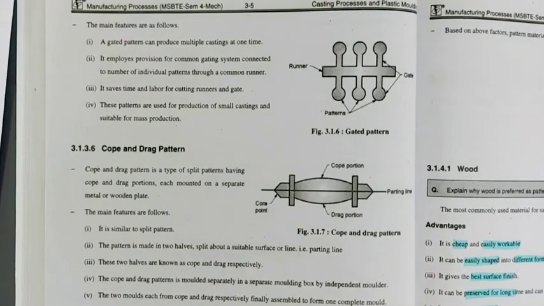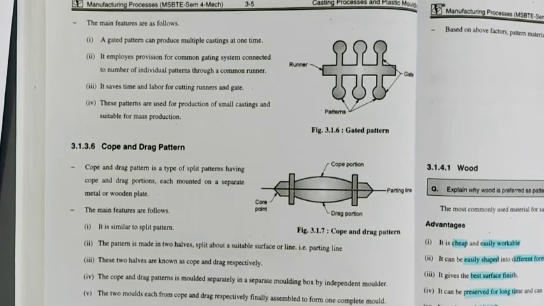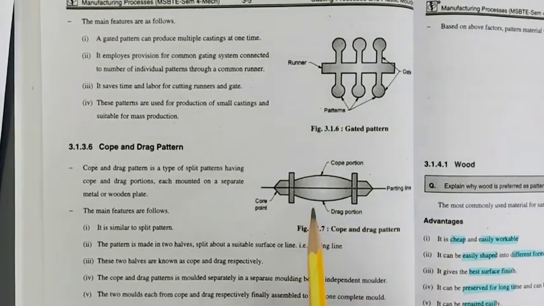gates and runners separately. The gated pattern produces multiple castings at one time. It employs provision of a common gating system connected to a number of individual patterns through a common runner. It saves time and labor for cutting runners and gates. These patterns are used for production of small castings and are suitable for mass production. Then cope and drag pattern, the last type.